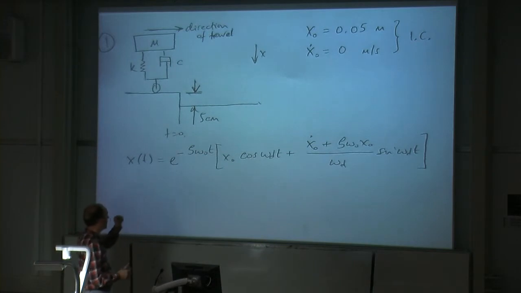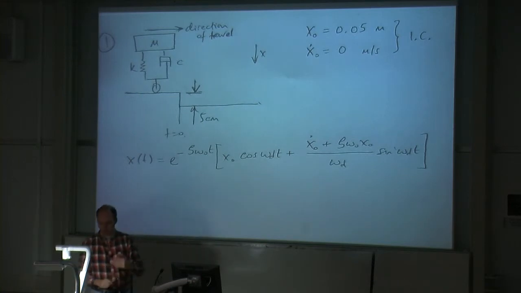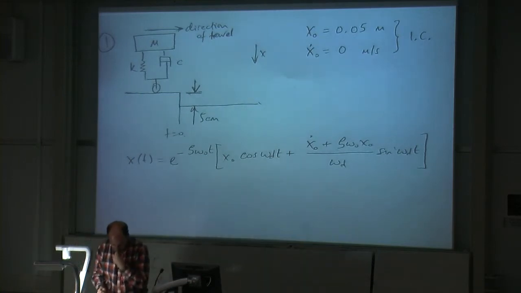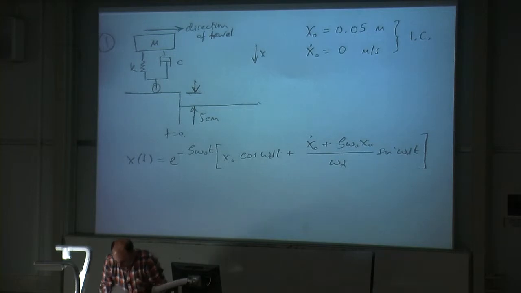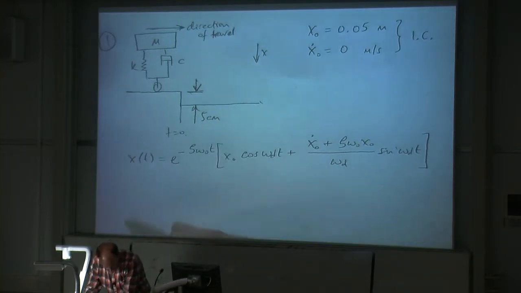But there are various things we need to work out before we do that. Obviously, we've got an omega naught in here. We need to work that out. That's relatively straightforward. There's a zeta we need to work out, and there's omega d which we need to work out. So there are three things that we need to find to get the solution to this problem. And so let's do that.